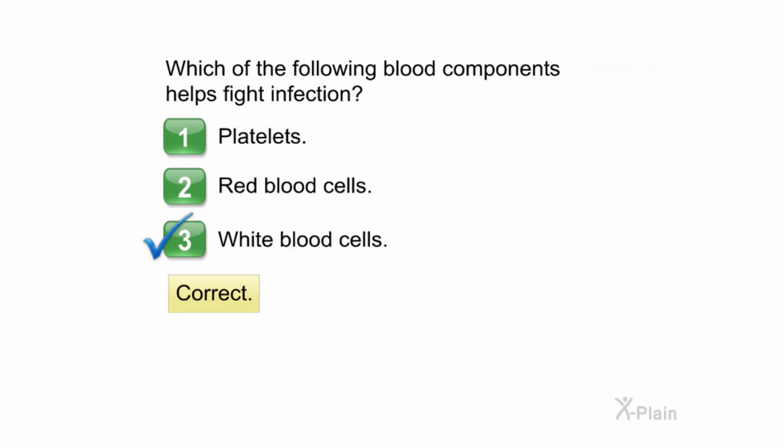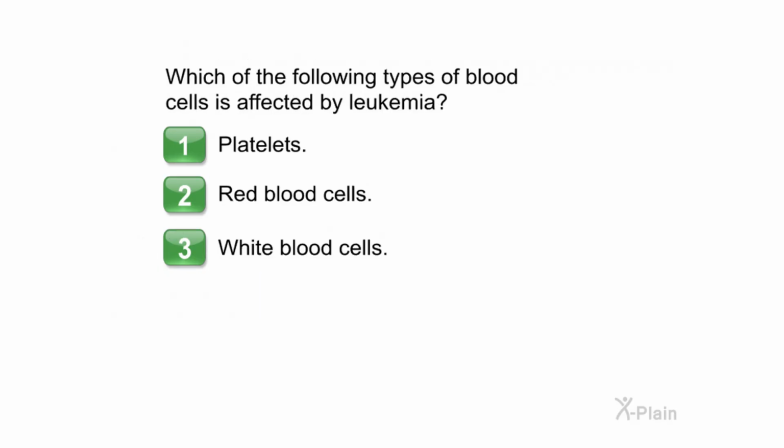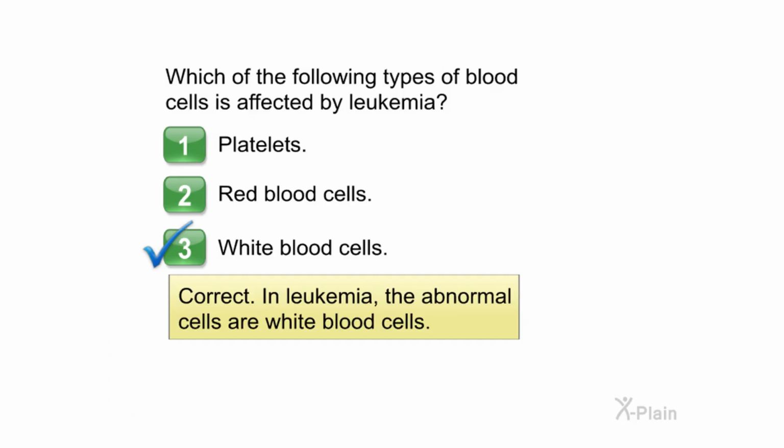Correct. Which of the following types of blood cells is affected by leukemia? Choose one of the following options. 1. Platelets. 2. Red blood cells. 3. White blood cells. Correct. In leukemia, the abnormal cells are white blood cells.